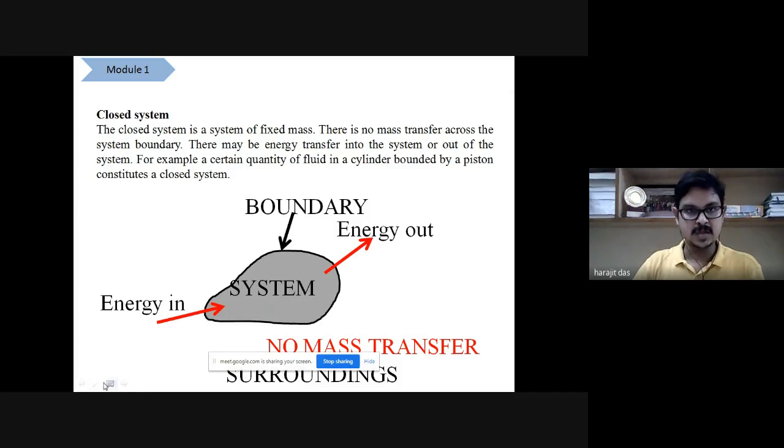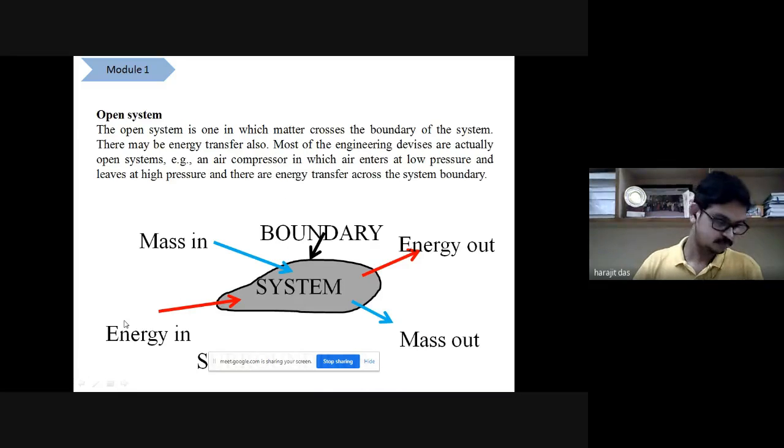Now let's come to the other type of system, that is the open system. These open systems are called control volume systems. Here energy can come in and go out, and mass can also interact through the system. These types of systems are called open systems. Examples are the air compressor, and the pump, electric pump or water pump. In a water pump, water comes in from the tank or the water supply, and it is delivered to the destination.